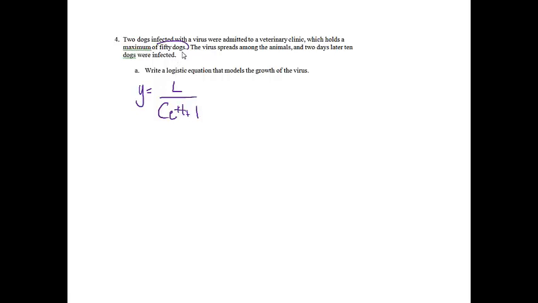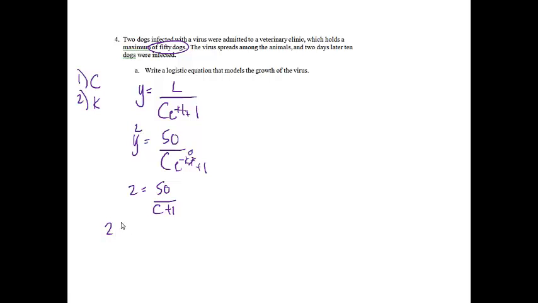The carrying capacity would be 50 dogs because you can't have any more than that, so it's going to be y equals 50 over C e to the negative kt plus 1. We would like to 1 find c, we'd like to 2 find k. So 2 dogs were admitted to the clinic, so at time equals 0, there were 2 dogs, so we're going to have 2 is equal to 50 over c plus 1.